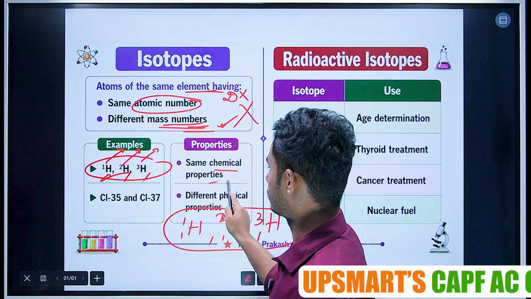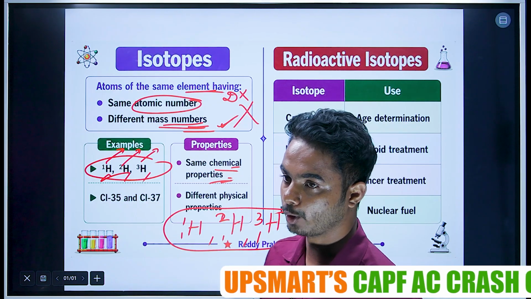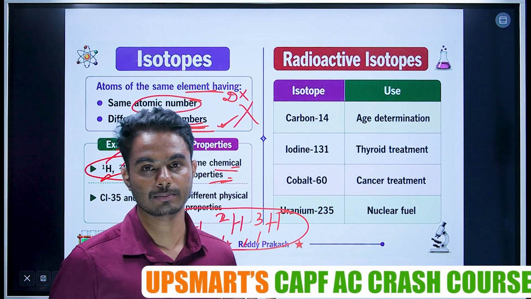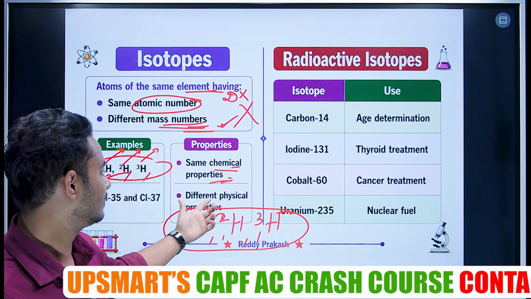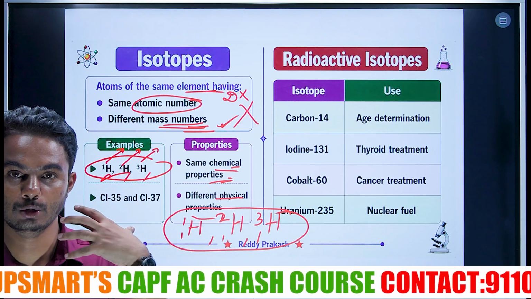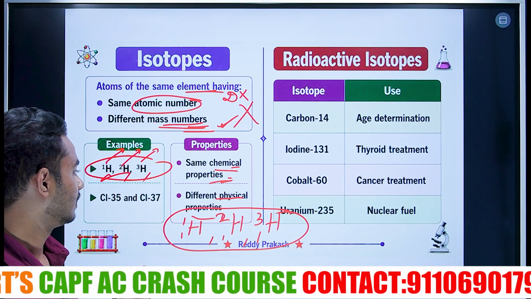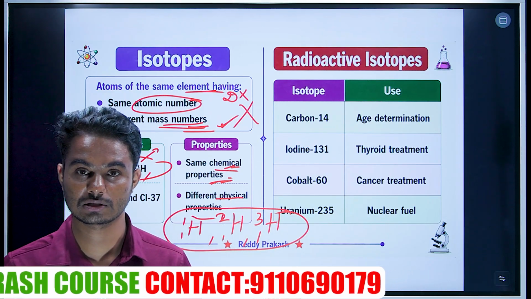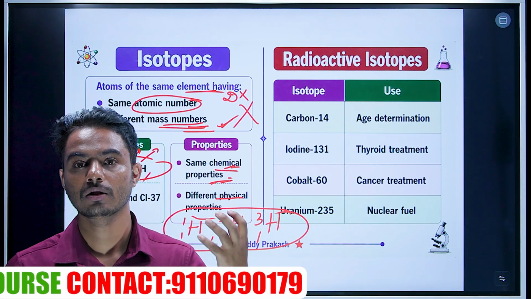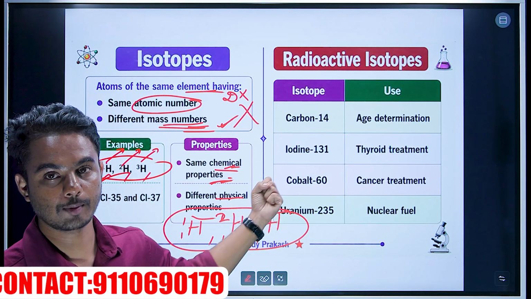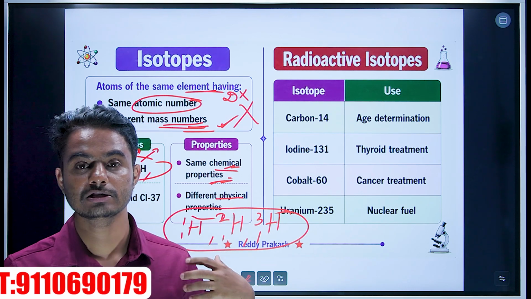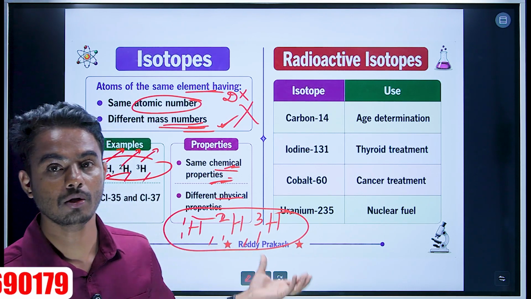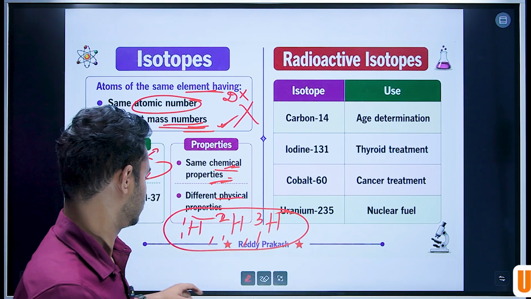Properties of isotopes: same chemical properties. Chemical properties will be the same, but different physical properties, the way we look. Chemical properties are the same because the atomic number is the same, the number of electrons are the same. Chemical reaction depends on electrons, so chemical properties are the same. Physical properties depend on the mass, the weight, so the physical property is different.